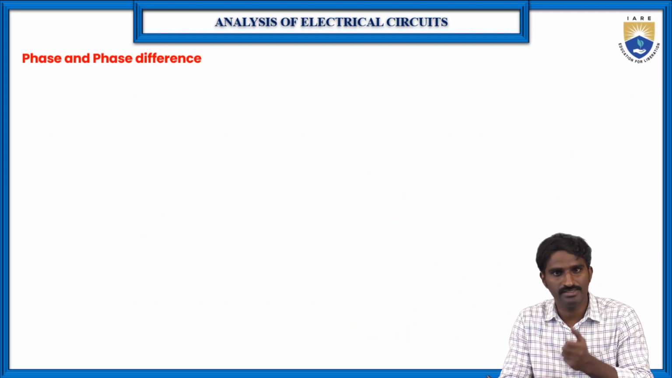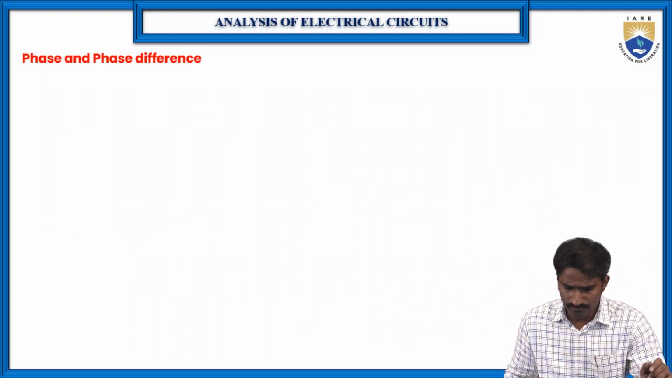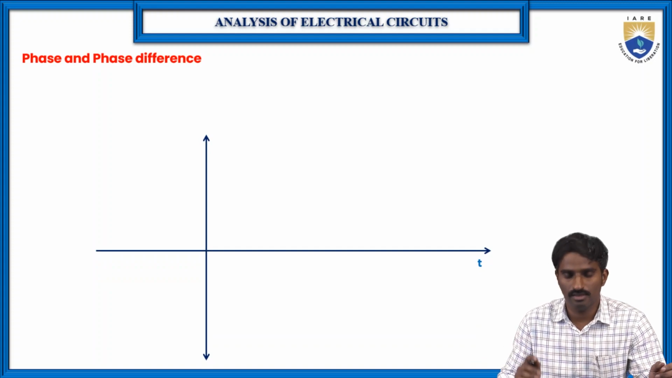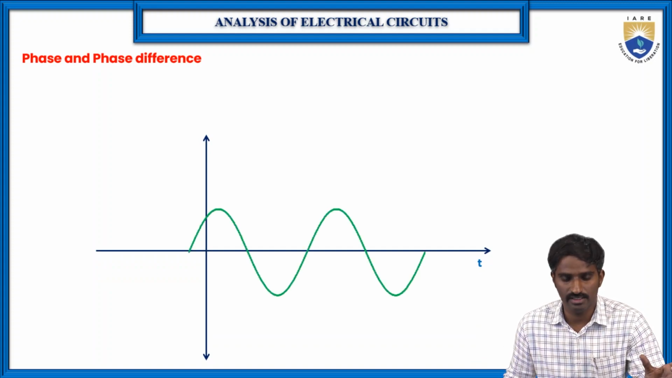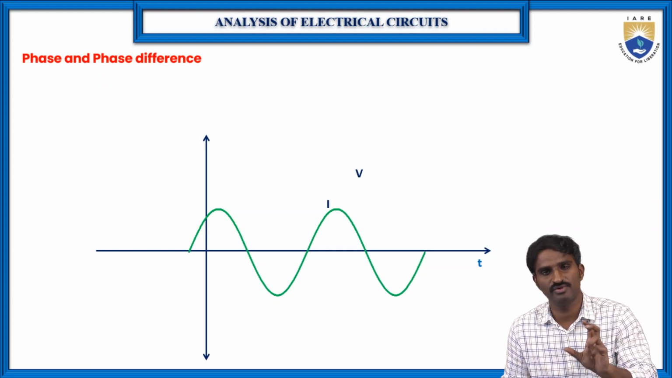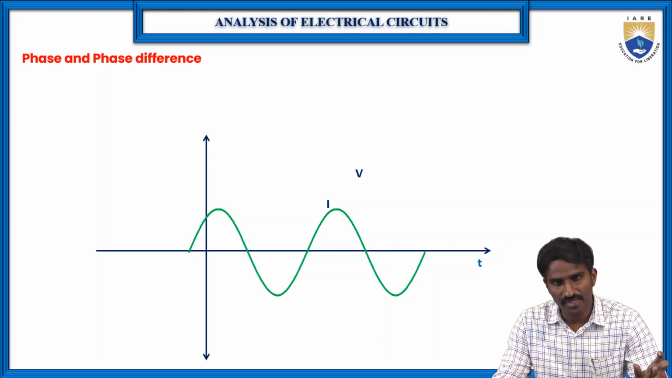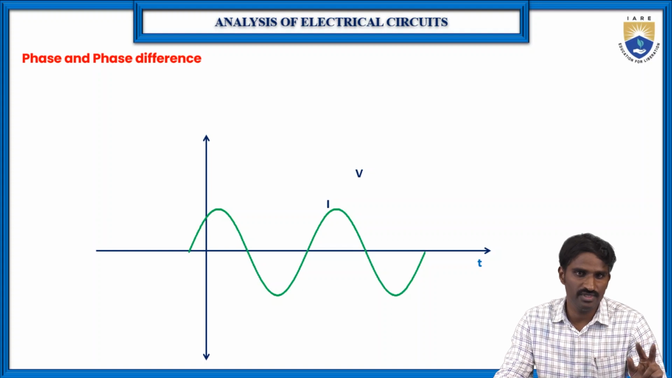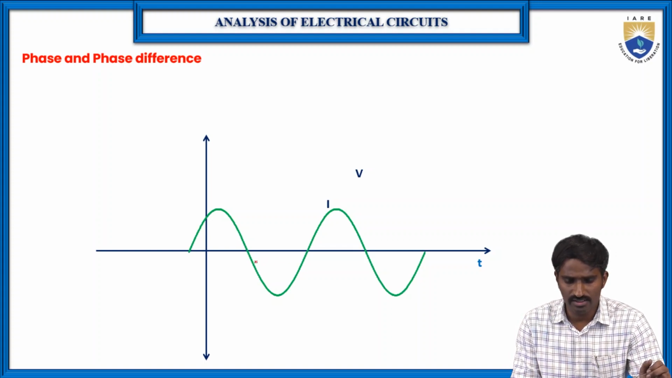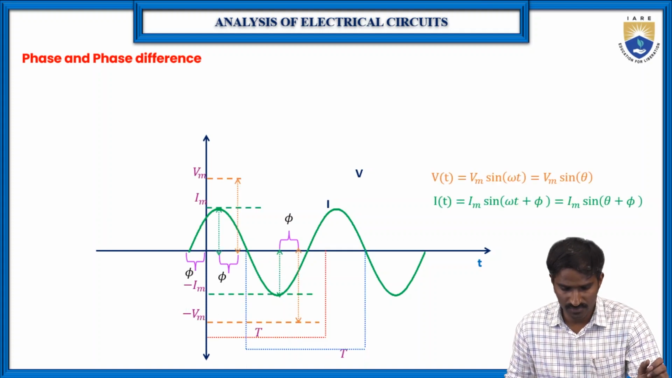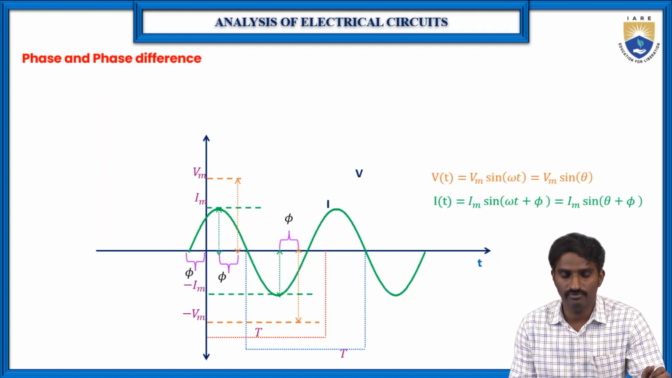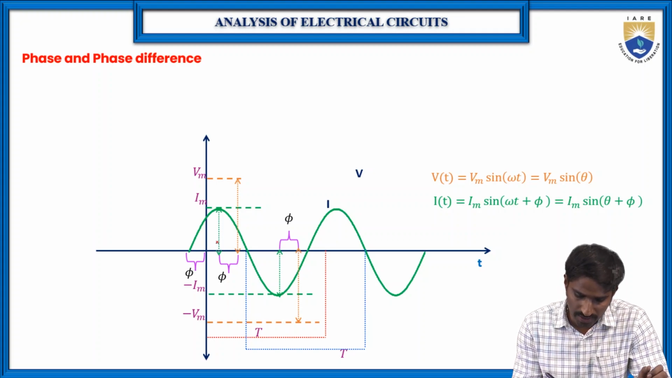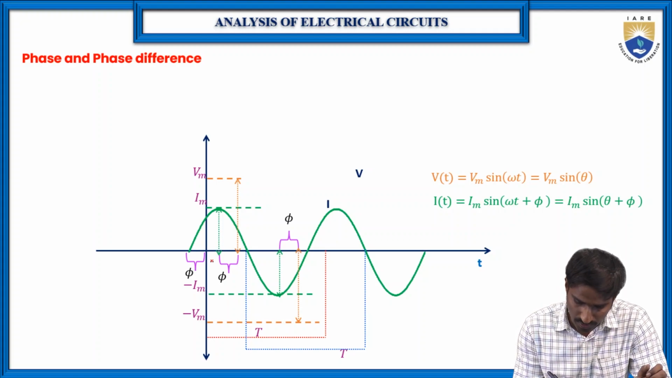Next, the phase and phase difference. First let us see what is meant by the phase and what is meant by the phase difference between two quantities. As we know, the AC alternating quantities are represented in a sinusoidal waveform. Suppose there are two alternating quantities, let us consider voltage and current. Let us consider this is the current waveform. But let us draw the voltage waveform also here. So let me draw the voltage waveform here.